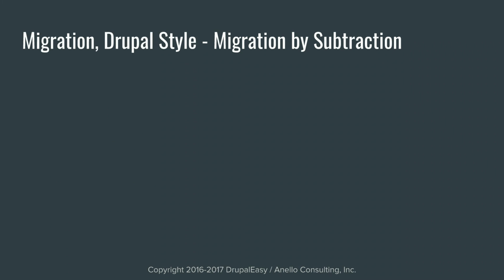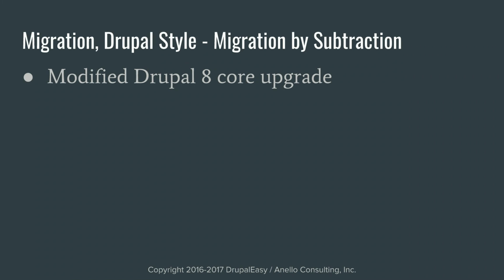So migration by subtraction is an interesting one, which I know some people use, and I've experimented with it, and I've decided I don't like it a whole lot. What it is, it's very similar to what I just showed you, the core upgrade, where you point at the old site and you just migrate everything. What migration by subtraction allows you to do is point at the old site and tell the migrate system to go ahead and create all of those migrations, all 60 plus of them, or however many they're going to be. But don't actually run them. Just configure them for me, and then stop.